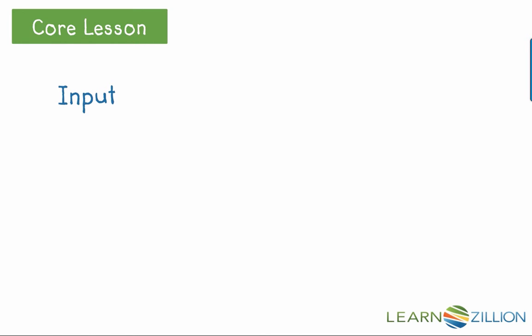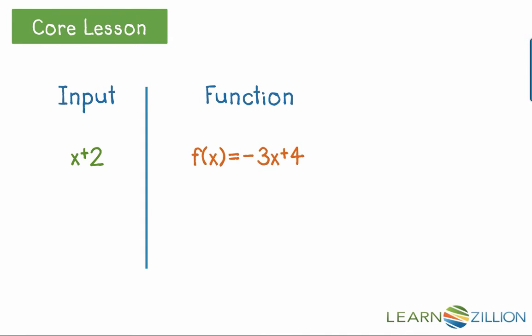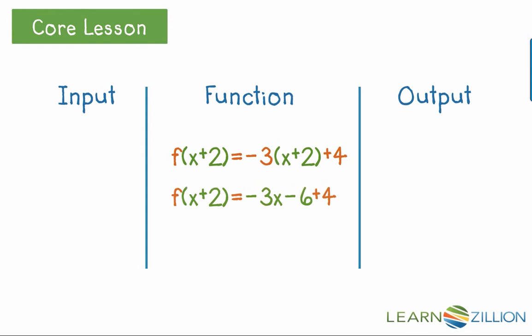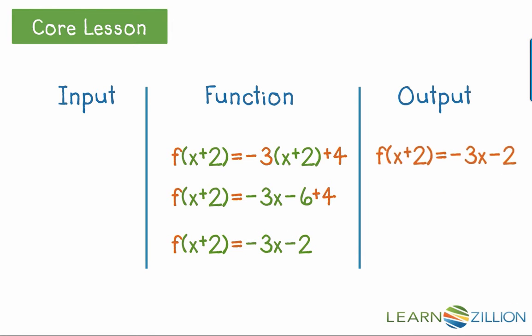Well, let's try one where my input is an expression. My input will be x plus 2, and I'll use the same function as before, negative 3x plus 4, and then I'll use this input with this function to determine my output. We will replace both x's with x plus 2, and then I simplify. Negative 3 times the quantity x plus 2 is negative 3x minus 6, because you have to distribute your negative 3 to each term in the parentheses. And then I combine like terms to get negative 3x minus 2. Therefore, my output, f of x plus 2, is negative 3x minus 2.